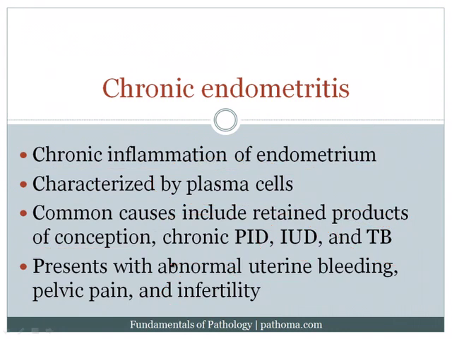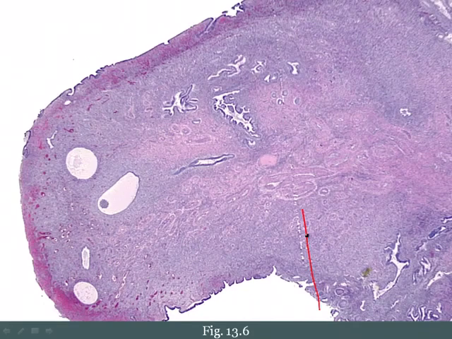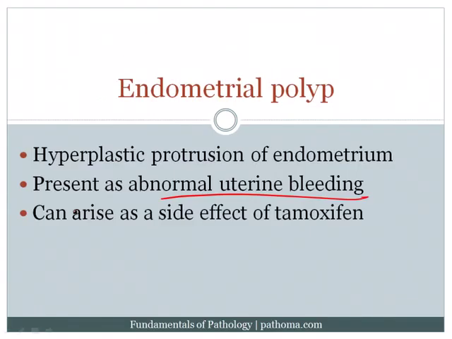The next disorder, endometrial polyp. Endometrial polyp is a hyperplastic protrusion of endometrium, presents with abnormal uterine bleeding. This is the endometrial polyp. This is the surface of the endometrium here, but you can clearly see that we've developed this big polyp. Now obviously as this polyp begins to stretch away at the endometrium, that's going to result in bleeding. And so the classic presenting sign of an endometrial polyp is abnormal uterine bleeding.